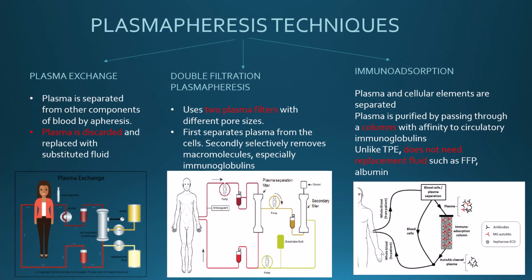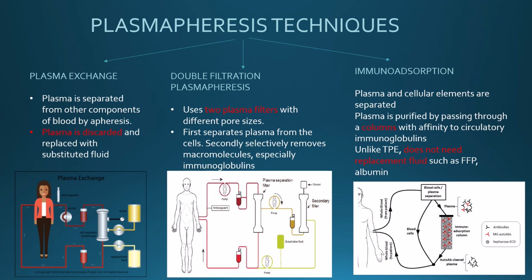We will discuss the plasmapheresis techniques as we saw in our classification. So the techniques are three. First is plasma exchange, then double filtration plasmapheresis, and third is immunoadsorption. In plasma exchange, plasma is separated from the blood by the apheresis, and the plasma is discarded and replaced by the substituted fluid. It can be albumin, FFP or other fluids.